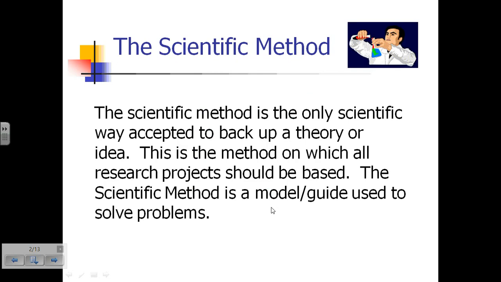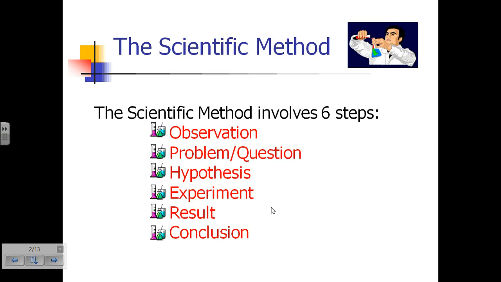Now, the scientific method is the only scientific way accepted to back up a theory or idea. This is the method on which all research projects should be based. The scientific method is a model or guide used to solve problems, and today I'm going to talk to you about some of the components that make up that scientific method.